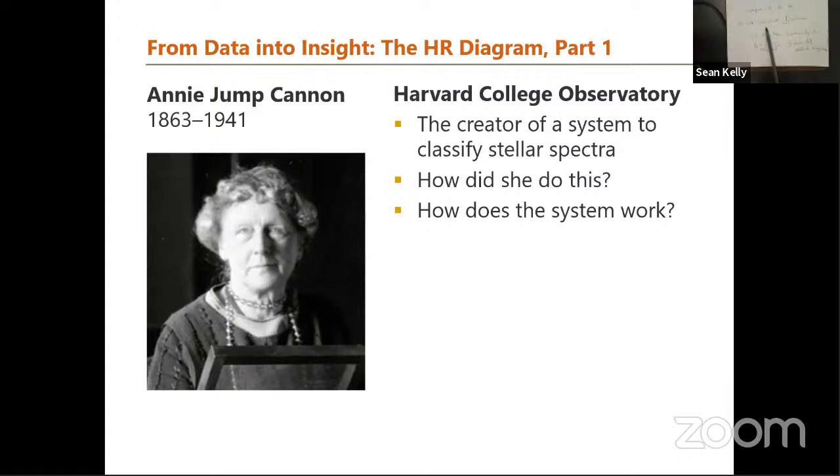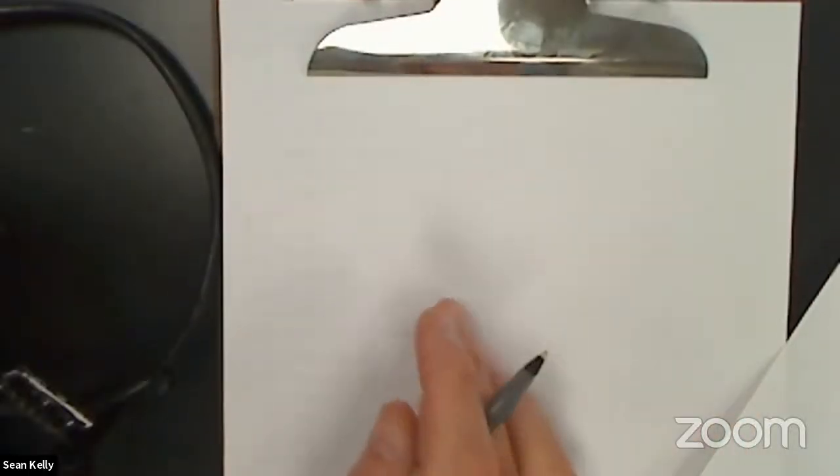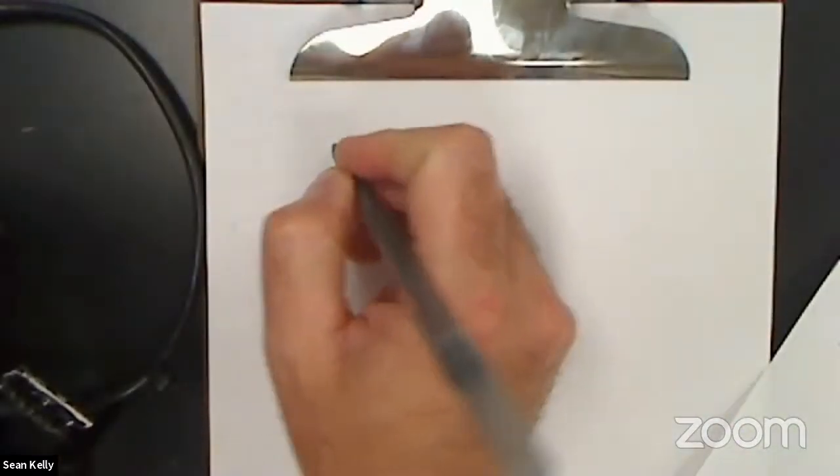And so I'm gonna go ahead and I like to write on the board at this time. I don't have a board, so I'm gonna write on paper. I'm gonna ask you how you classify things. How do you classify things? Well, we often use the alphabet, right? So actually Annie Jump Cannon says, let's use the alphabet.